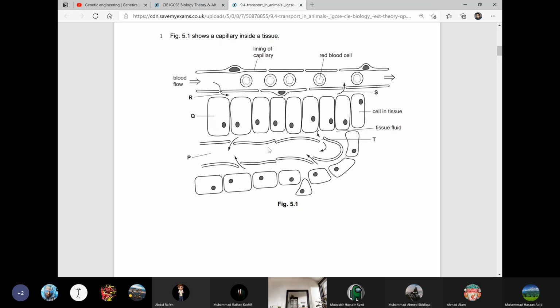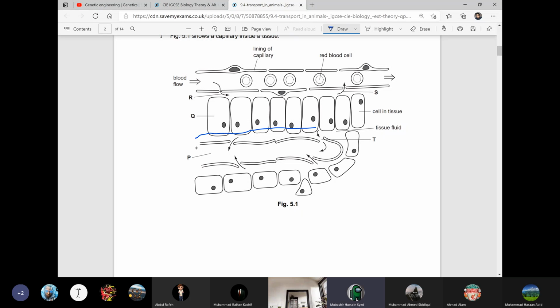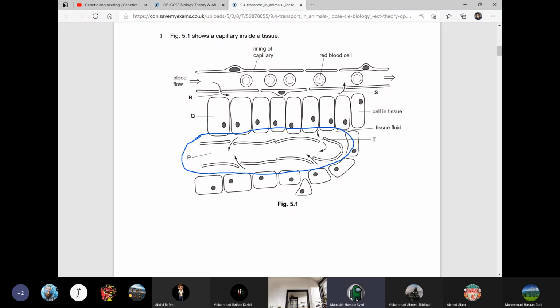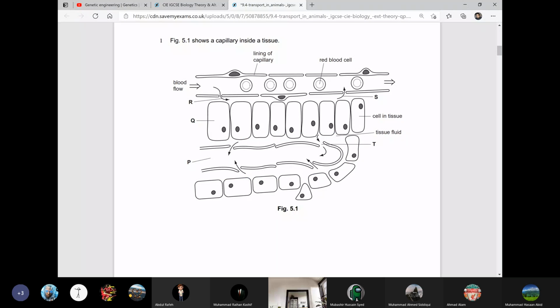Now, who will tell me what is this structure, this one? Can you tell me what this structure is? Lymph is not a structure. The lymphatic system has vessels and is part of the lymphatic system, but what will we call it? Not the vessel. Lymphatic capillary. Very good. It is the lymphatic capillary.